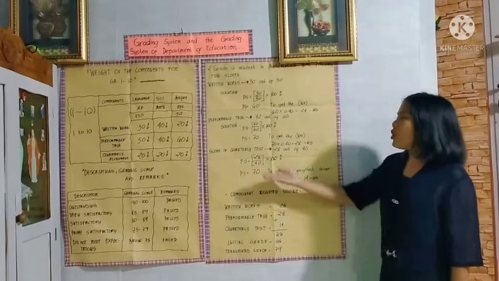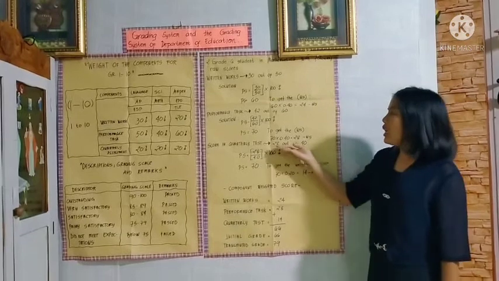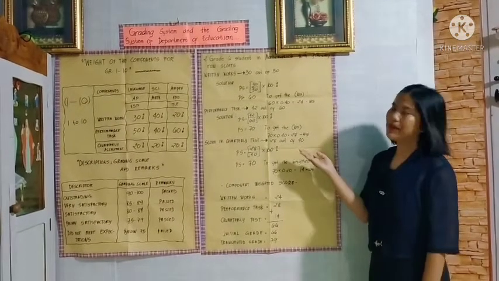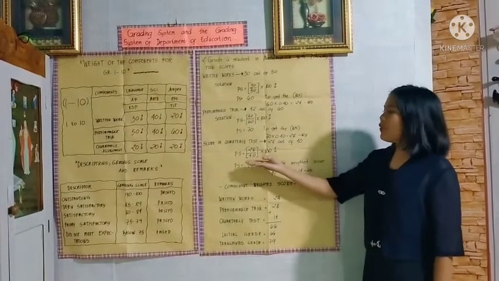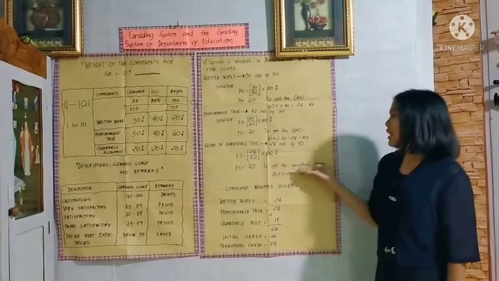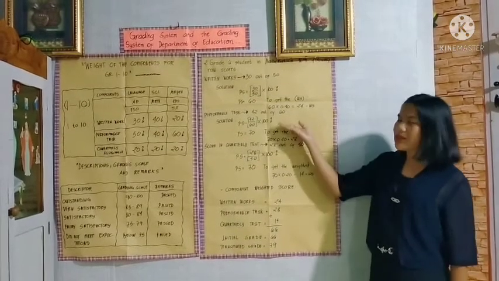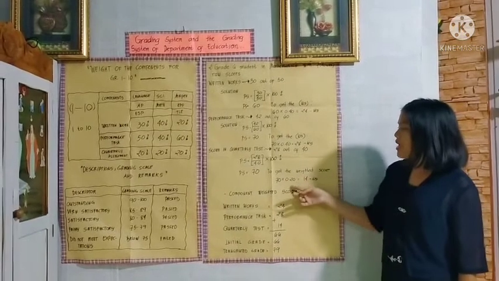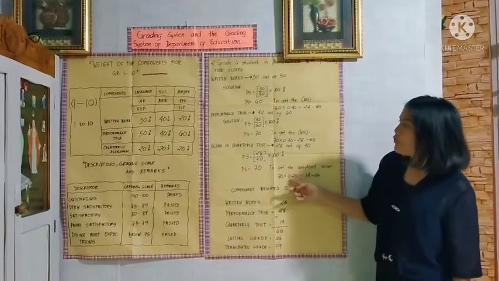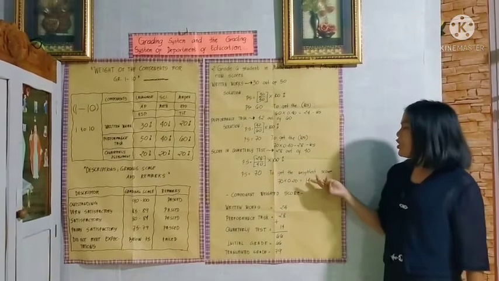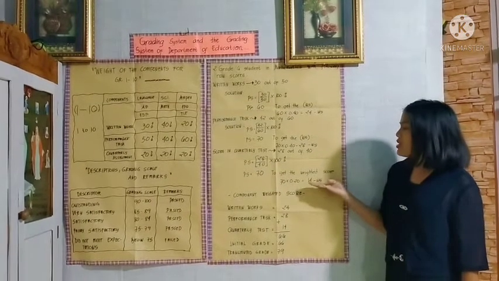The score in quarterly test, we have 28 out of 40. So 28 is the raw score and the 40 is the highest possible score. So 28 divided by 40 times 100 equals 70. To get the weighted score, same process as the first: 70 times 0.20, which is the weighted component for quarterly assessment in mathematics, equals 14. So this is the weighted score.